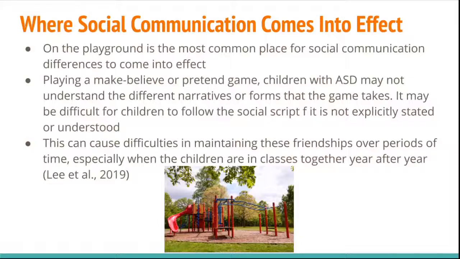So really where social situation and communication comes into effect is on the playground. That's the most common place for social communication differences, because children are playing make-believe or pretend games. Children with ASD may not understand the difference in narratives or forms that the game takes, and it may be difficult for them to follow the social script if it's not explicitly stated or understood. So if they're playing house and it's not explicitly stated who's doing what or what's happening, and it's just going with the flow, children on the spectrum are not going to understand what's happening or how to engage in that game, and it's going to make it very difficult for them to play and have peer relationships.